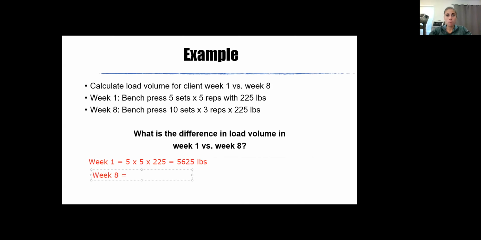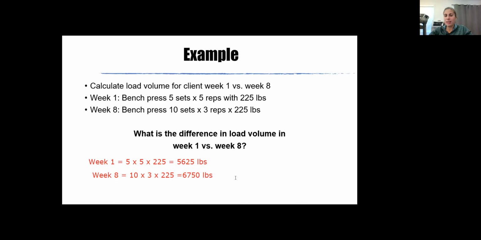Week 8, we're going to do obviously 10 by 3 by 225, right? So we just multiply everything together for load volume. And what do we get here? So we get 6,750 pounds. So which week do we do more load volume? In week 8, right? Which we can always see that's the higher number.